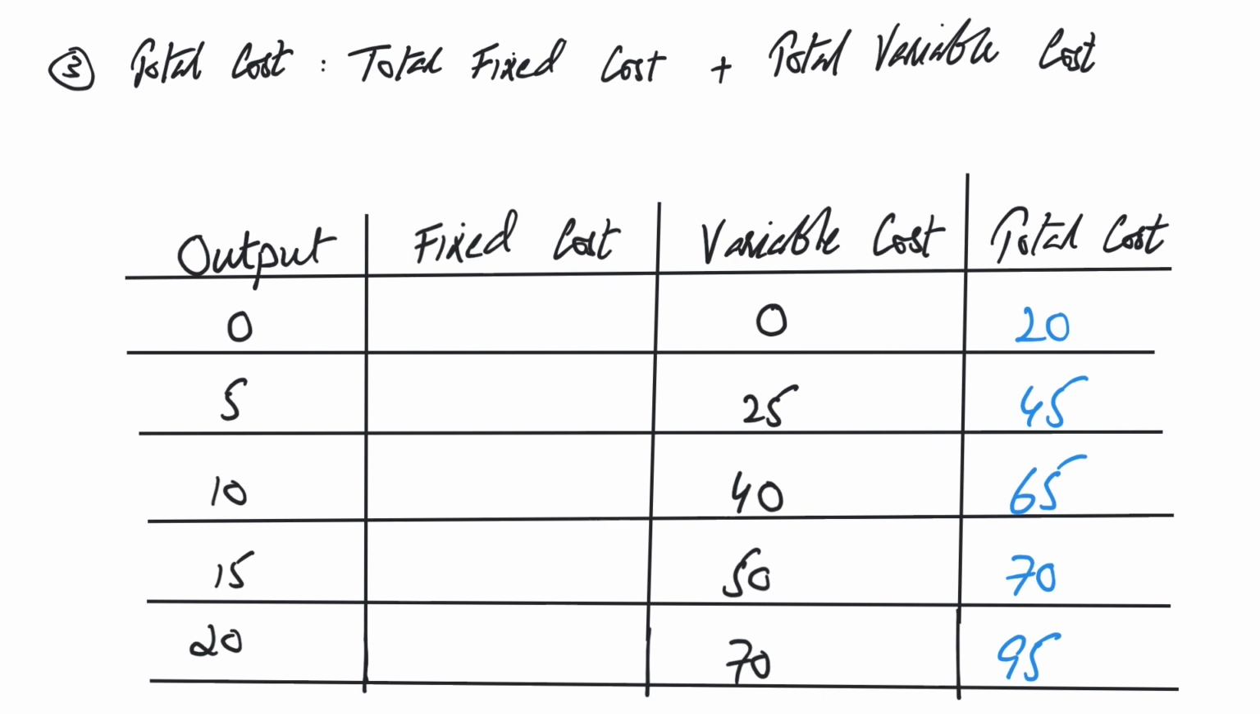So the question is, what is the fixed cost here? For the third one, the total cost, I've written 65. That's an error. It cannot be 65. It should be 60, because what we know about fixed cost is that it should not change. At zero output, if your total cost is 20, variable cost is 0, so obviously all of it is fixed cost, and fixed cost does not change with the level of output. Again over here, I've written 95, which is not possible. I have to fix it, and it should be 90.